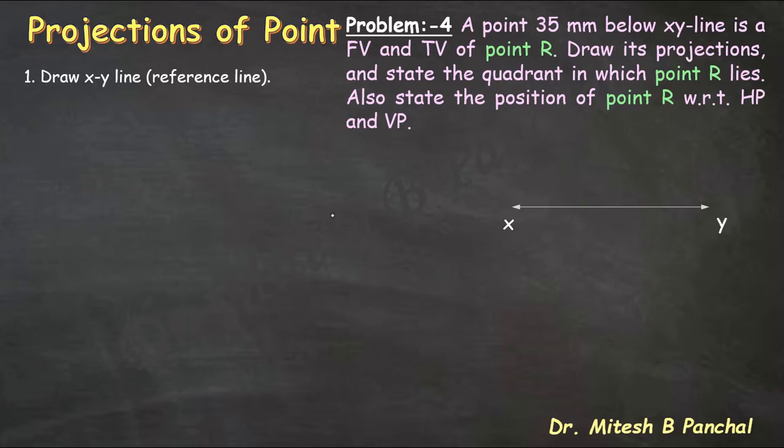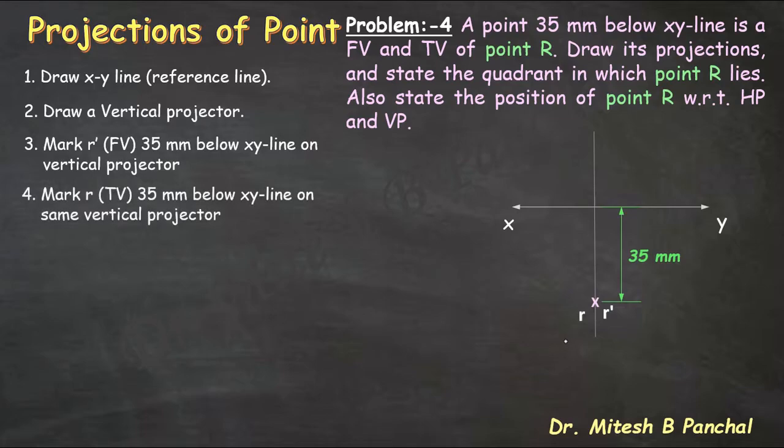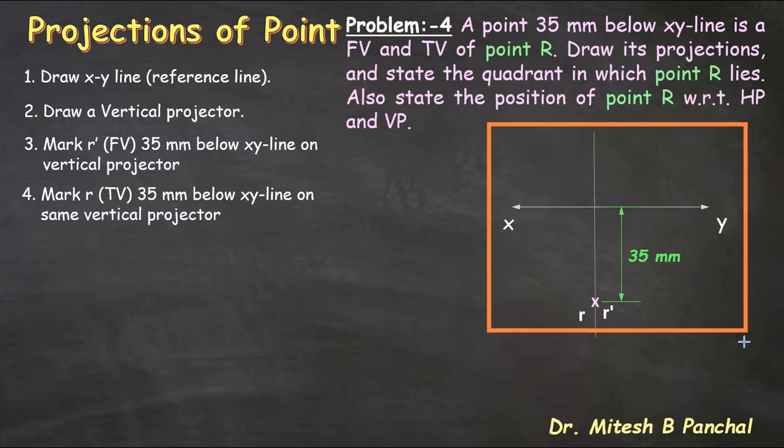So considering the projection steps, we will first draw the projections of point R, that is draw first XY line, then draw vertical projector. On this vertical projector, mark a point at 35 mm below XY line, that is nothing but the front view as well as top view. So this one is the first part. This first part is nothing but the projections of point R. First solution, that is draw projection of point R.